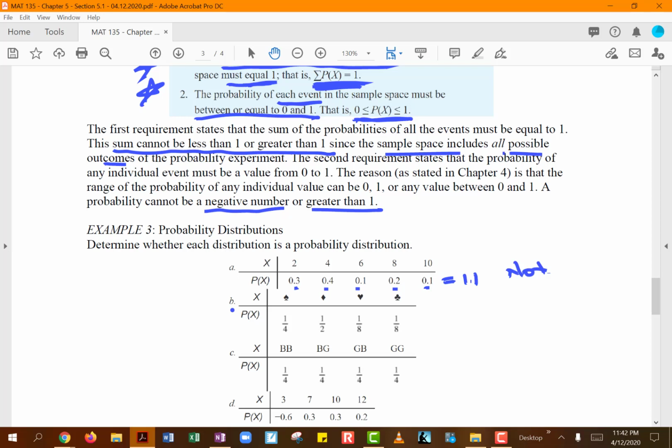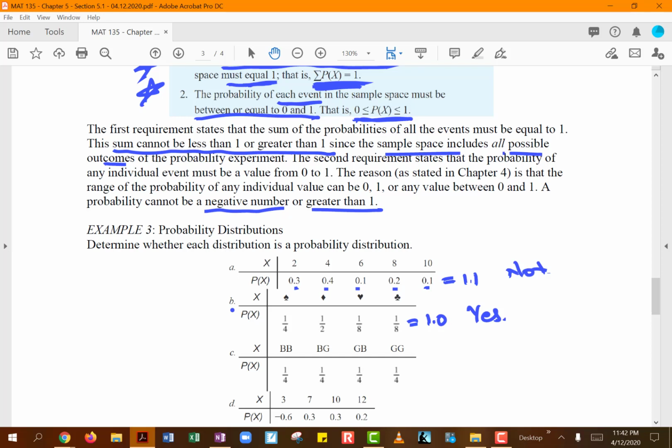So all of those numbers are fine. Now when you add the total of your probability, does it add up to 1? You can just plug those numbers in your calculator or do it by hand. It doesn't matter, but this will actually add up to 1.0, so it satisfies both requirements. So we can say yes, part B is a probability distribution.